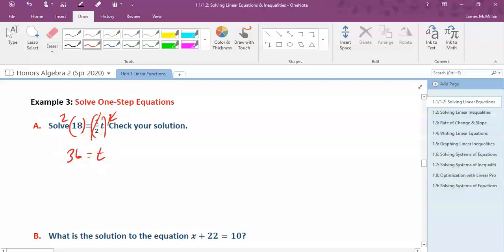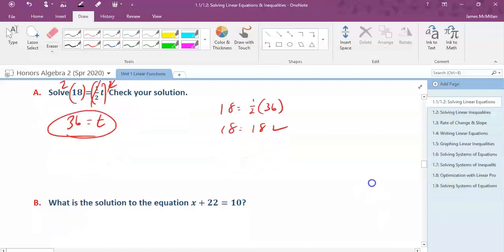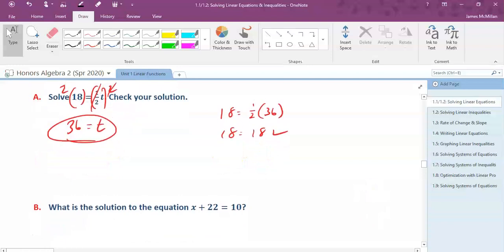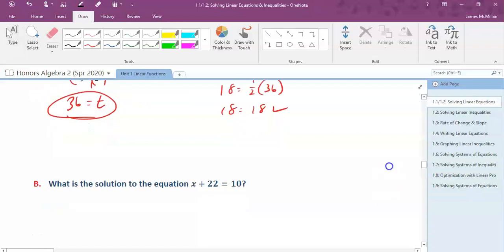And remember to check your solution. Plug that back in for the t and show that 18 is equal to 18 in this case. So again, the solution is t is equal to 36. Now, if this was on a test or a quiz, would I require you to show the check every time? No. But understand that you should check your work.